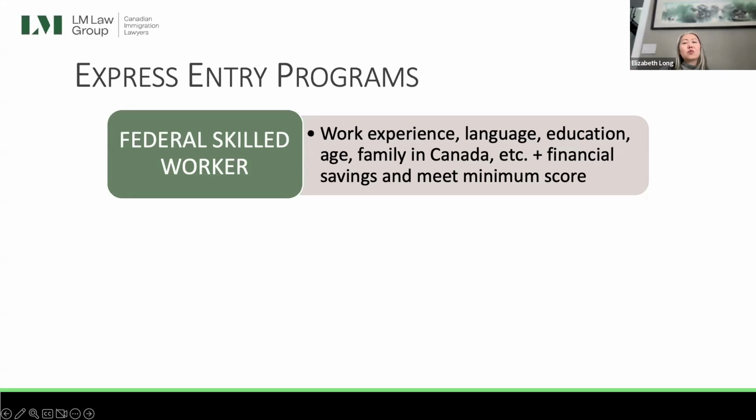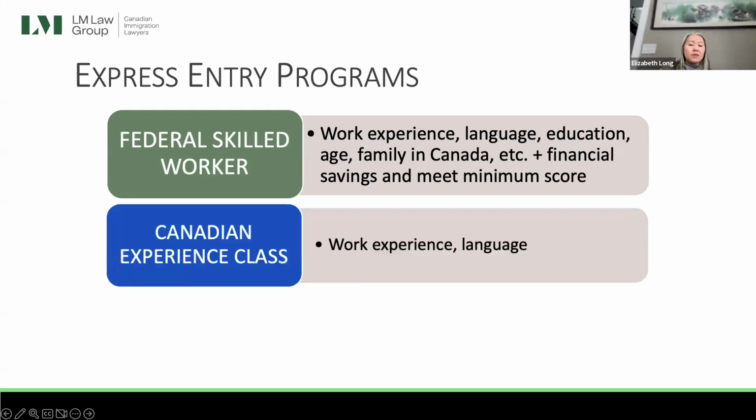So this is the really old program that's been in place for decades. Okay, and it could be for people who have never come to Canada before. You could use self-employed work experience. The work experience could be from when you're studying, it could be anywhere.